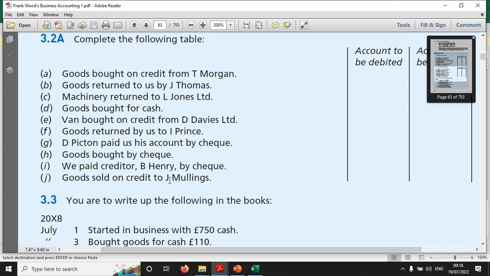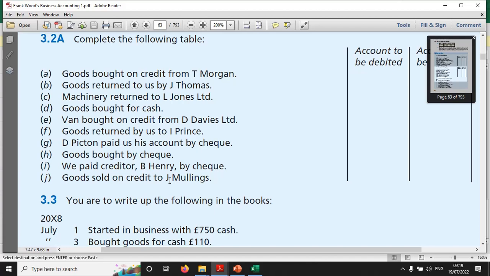Time is up, isn't it? Can we please confirm? So we are going to start from this side. Everybody's going to be giving us their take. Goods bought on credit from T. Morgan. The first step is to identify the accounts themselves rather than to put them in the correct columns. So maybe we can ask a simple question: which accounts do you have in that sentence?